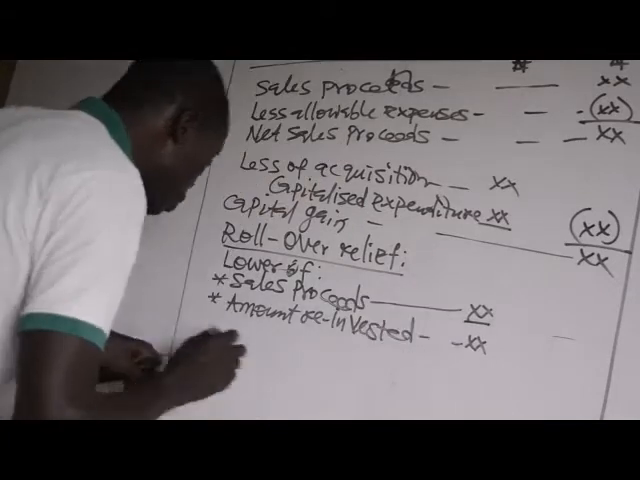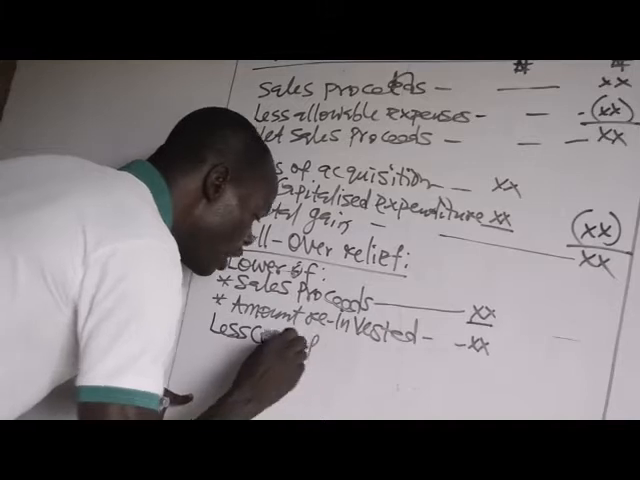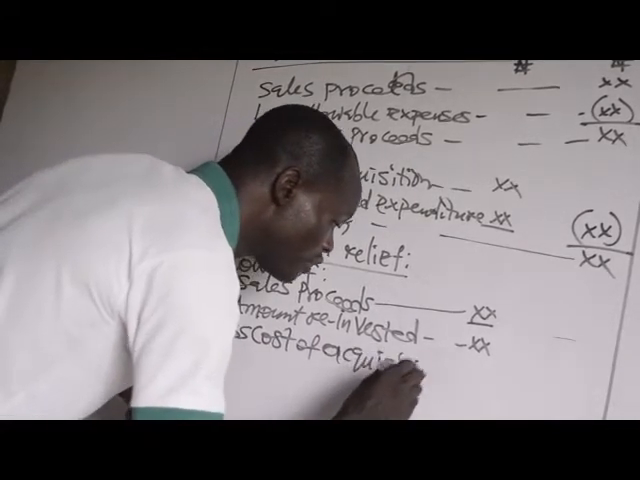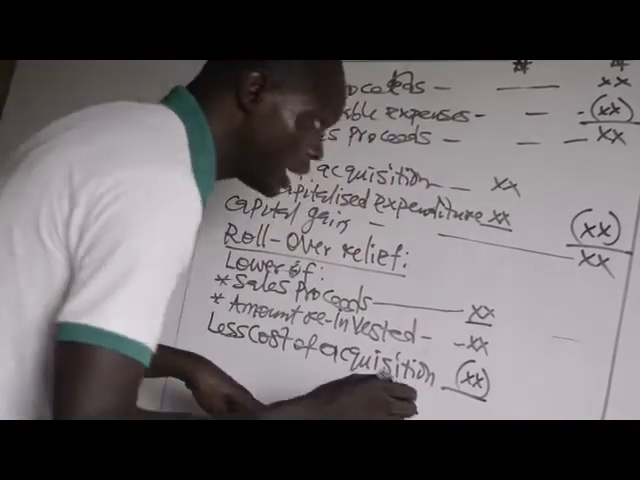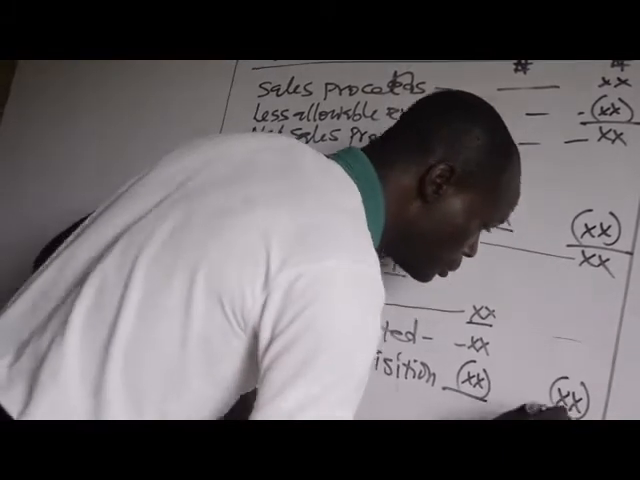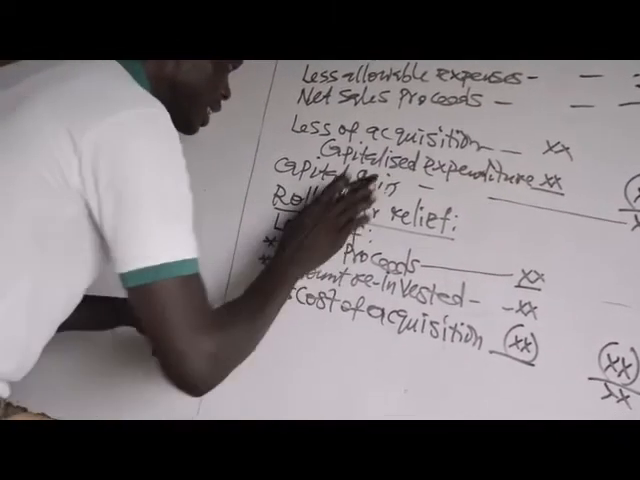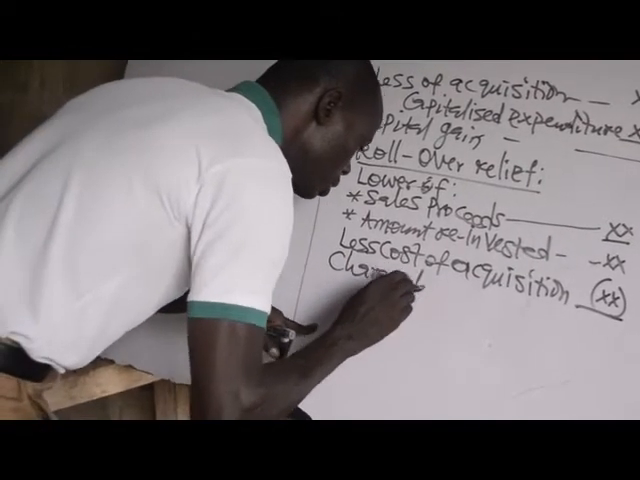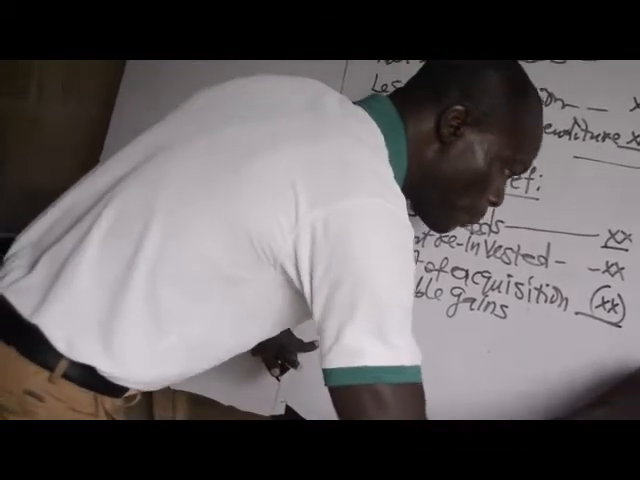The lower of these two, then you have less cost of acquisition from the lower of these two. Then you get the amount of rollover relief that is available. You deduct it. After deducting that, you arrive at the chargeable gains. From the chargeable gain, you apply your tax rate.